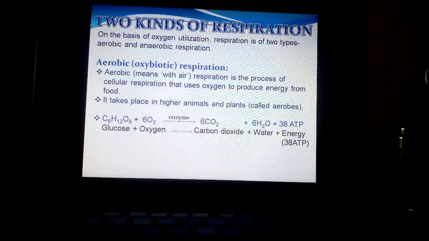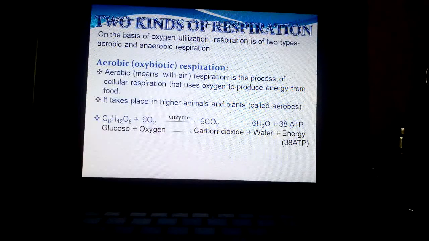From your lower classes also, you have learned the two kinds of respiration, namely aerobic respiration, otherwise called oxybiotic respiration. Aerobic means with air. Aerobic respiration is the process of cellular respiration that uses oxygen to produce energy from food. So aerobic respiration uses oxygen. This is the important point. It takes place in higher animals and plants and they are called aerobes.